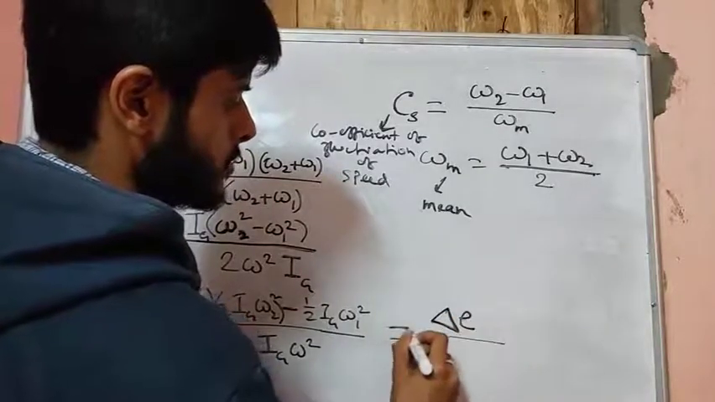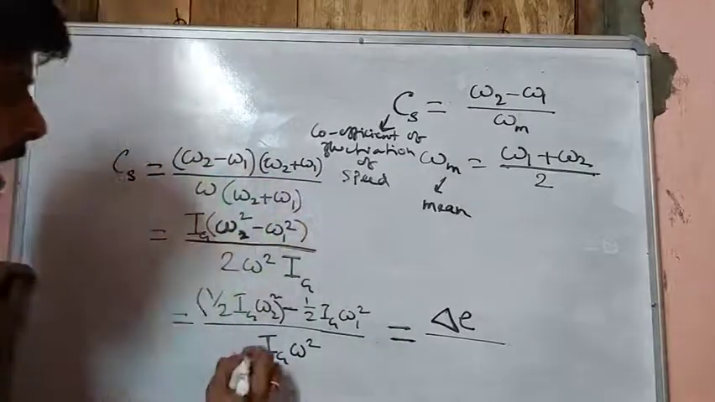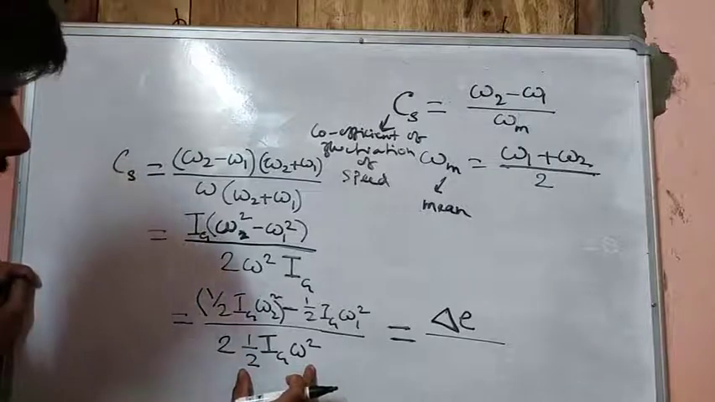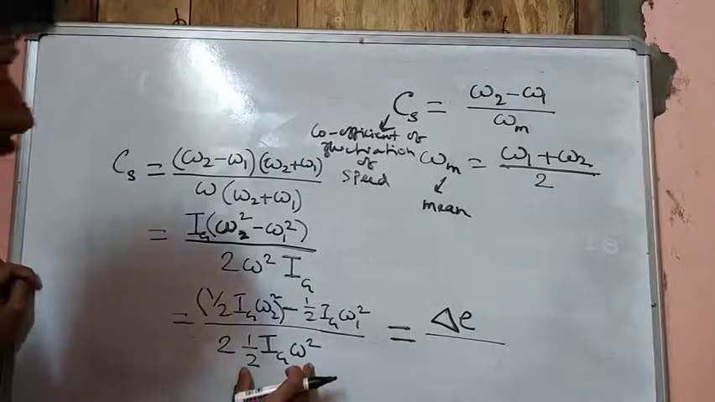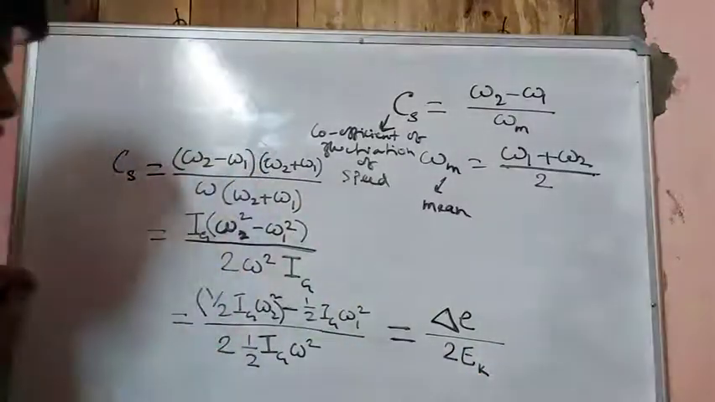This is basically the maximum change in energy, divided by half I omega square, which is the average kinetic energy of the flywheel, right? Half I omega square is the average kinetic energy of the flywheel. So we can write it as twice Ek. Okay, so what do we find out?